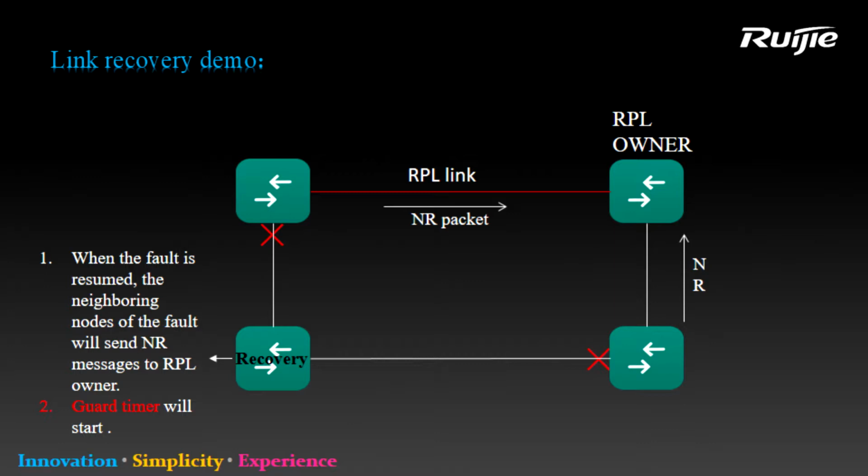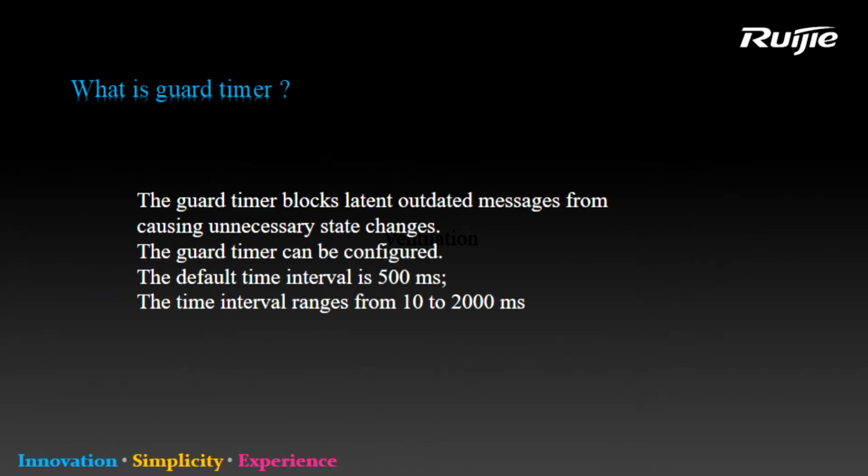Now, we need to introduce what the guard timer is and what it is used for. The guard timer is used to block latent outdated messages from causing unnecessary state changes.